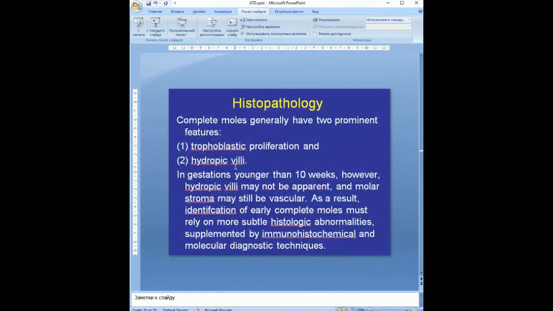Histopathology. Complete moles generally have two prominent features: trophoblastic proliferation and hydropic villi. In gestations younger than 10 weeks, however, hydropic villi may not be apparent and the molar stroma may still be vascular. As a result, identification of early complete moles must rely on more subtle histologic abnormalities, supplemented by immunohistochemical and molecular diagnostic techniques.